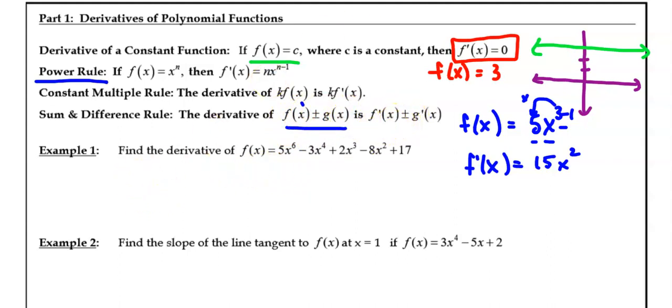So let's actually do some examples and just make sure that we're good with what we have to do here. So for example number 1, it says find the derivative of this polynomial. And so I'm going to go ahead and notice the notation. So I've changed my f of x to f prime of x.